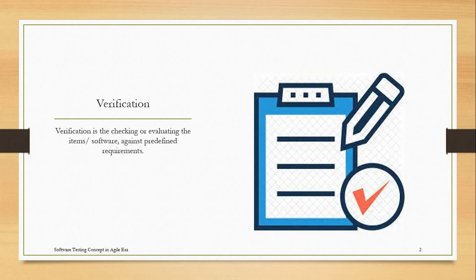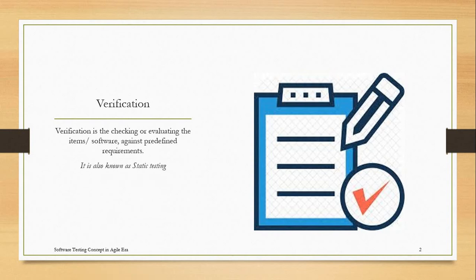It means there should be some predefined requirement, and in verification you just cross-check your predefined requirement with the available items. In terms of software, as per the design document, whatever is mentioned in the requirement document, you check whether it is implemented as per that or not. You are not actually executing it, you are just cross-checking. So this is known as verification.